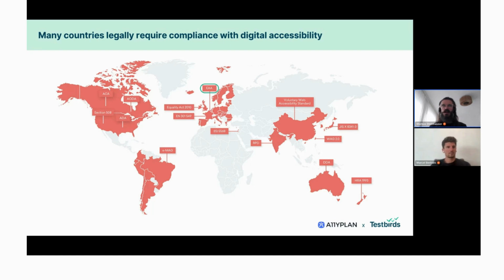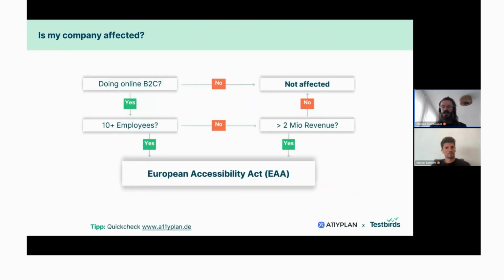What we talk about now has a background with a focus on the European Accessibility Act. So I'll share, or we wanted to share, who's impacted by that topic. This is a simplified view maybe, but generally you can say if you're doing B2C topics, and you either have more than 10 employees or more than 2 million in revenue, then you're affected by the European Accessibility Act, and you need to be accessible, or your digital product needs to be accessible.